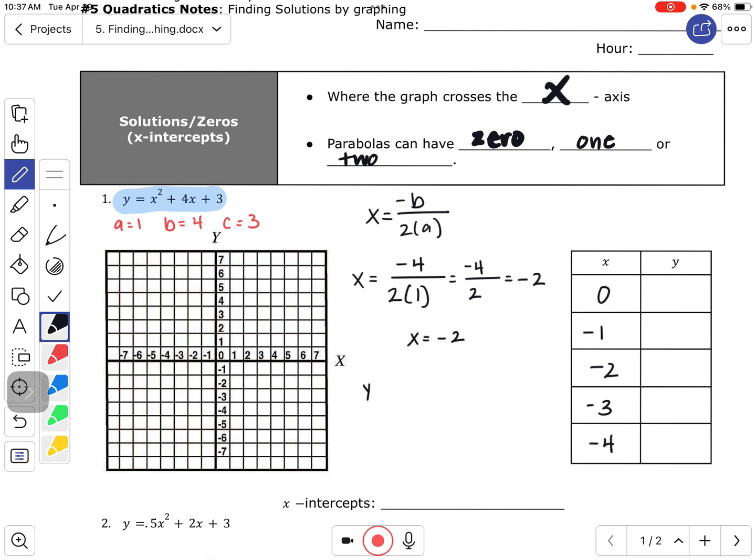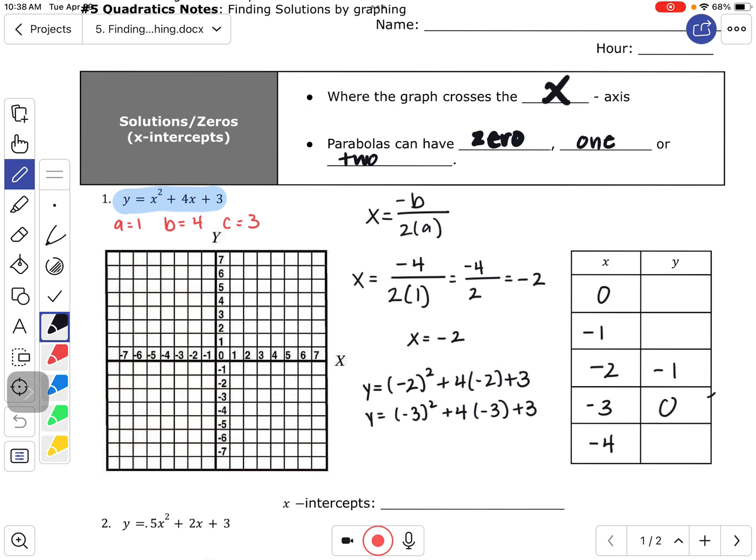I'm going to start with that axis of symmetry, that middle piece right there. I'm going to say y equals, it starts with an x squared, so I'm going to put my x in, that negative 2, squared plus 4, parentheses, negative 2, plus 3. If I put all of that in my calculator, I get a negative 1. Now I'm going to change that negative 2 to a negative 3. So y equals negative 3 squared plus 4, negative 3 plus 3. If I put all that in, I get a 0.